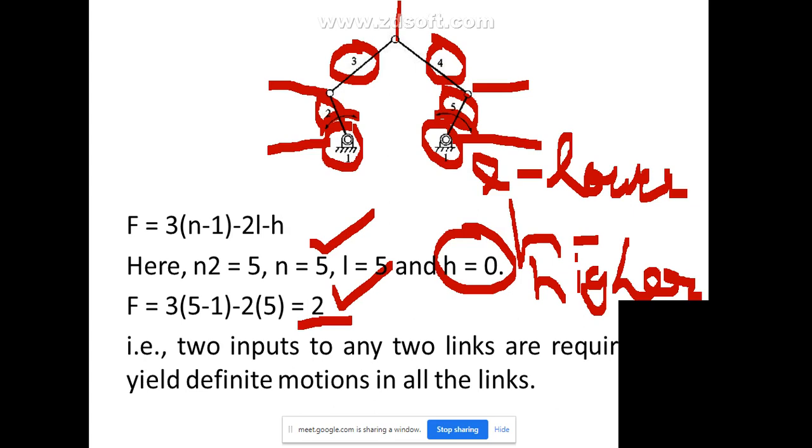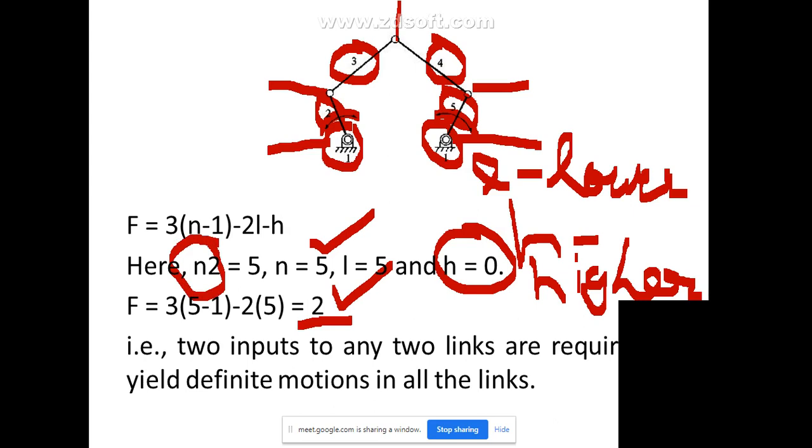For lower pairs you have to count the number of joints. And there is one special problem also, which I will tell you. First you understand this. N2 equal to 5. N2 means binary link. So all are binary links only. I have not used any ternary link or quaternary link.